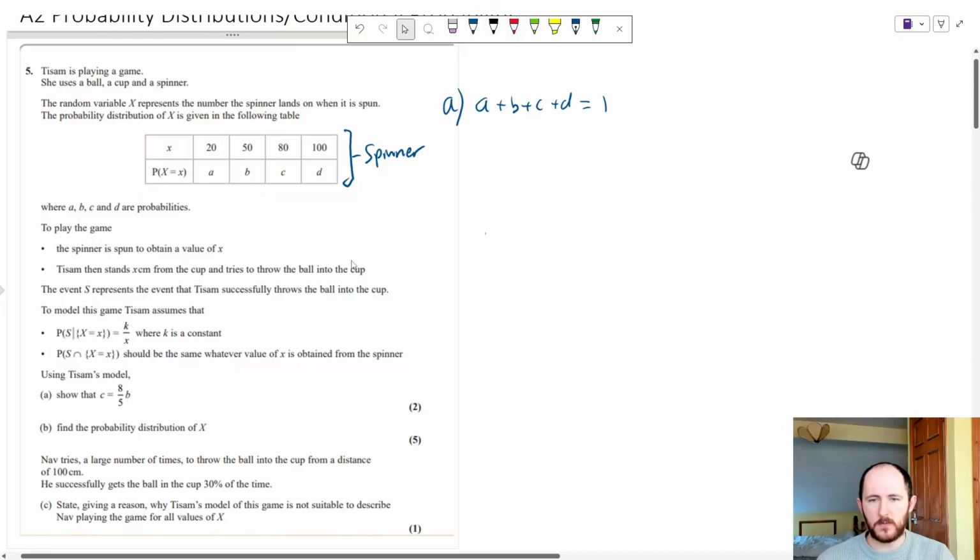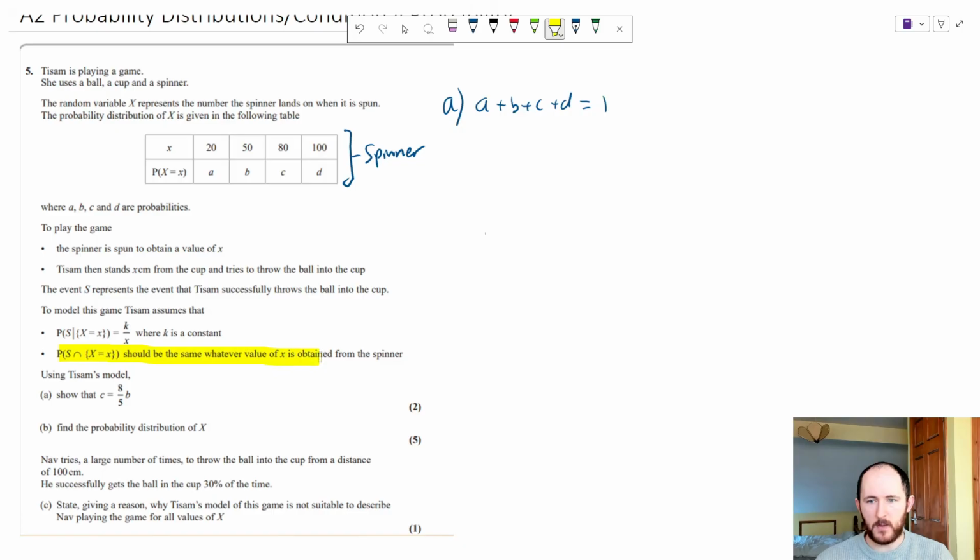So what else have they told me? Well, they've told me that this should be the same whatever value of x is obtained from the spinner. So given that we want B and we want C, because we want an equation with B and C in it, what if I work out the probability of getting B and of getting C and also getting it into the cup? So hopefully that kind of makes a little bit of sense as to what I'm saying. Now, the probability of S and getting that value should be the same whatever value of x is obtained from the spinner. Okay.